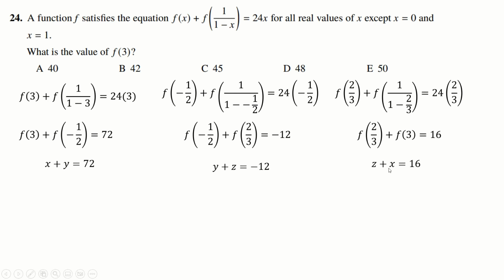We can do this one minus this one maybe to get x minus y equals 28. And then we can add these two things together to get 2x equals 100, which means x is 50, and x is the thing that I labelled f of 3, so therefore the answer is 50.